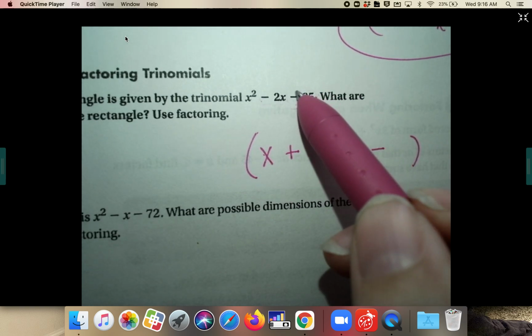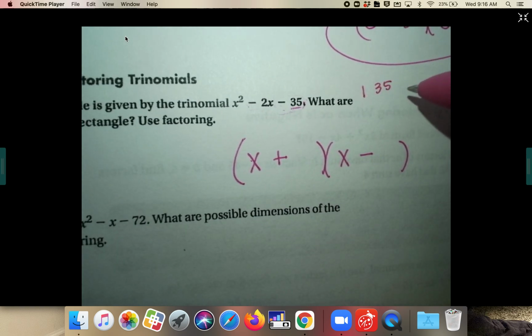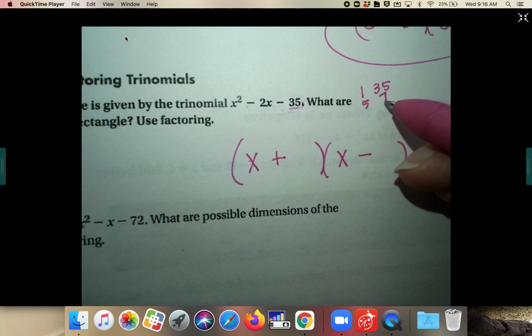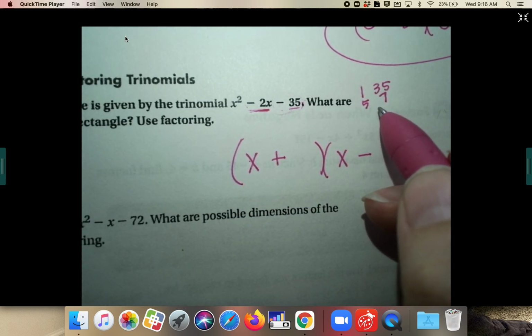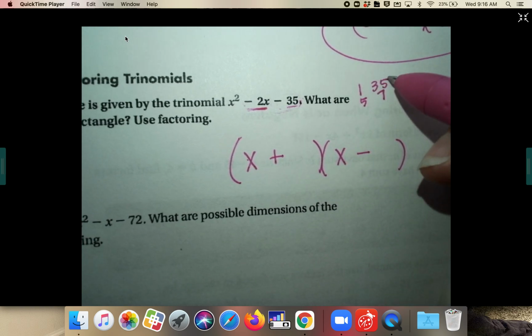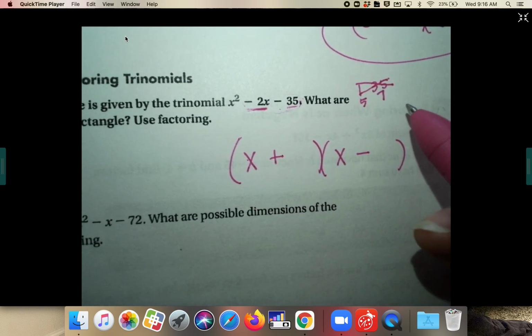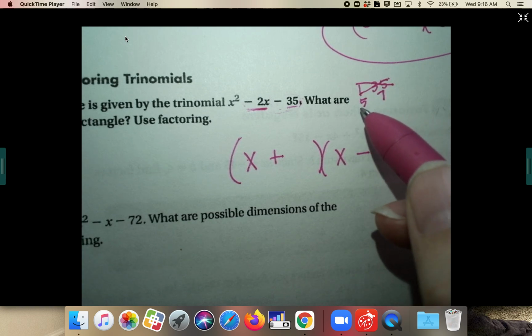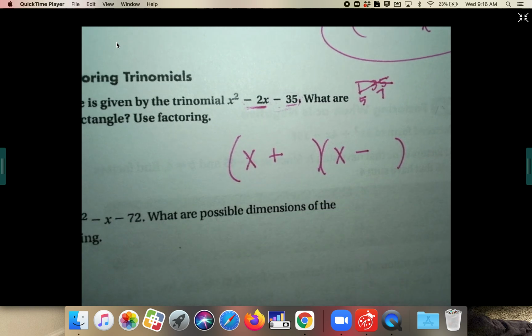So let's list the factors of 35. 1 times 35 is 35. 5 times 7. And I'm going to stop right there because I know that 5 and 7 are 2 apart from each other. So actually that's going to be it. I hope you guys are starting to chunk your numbers in a way that makes more sense to you too. So 5 and 7 are 2 apart, but we need to decide which would need to be positive and which would need to be negative in order to add them and get negative 2.